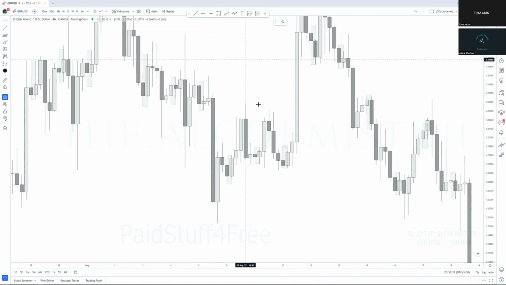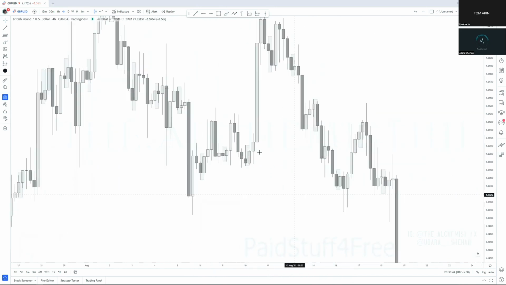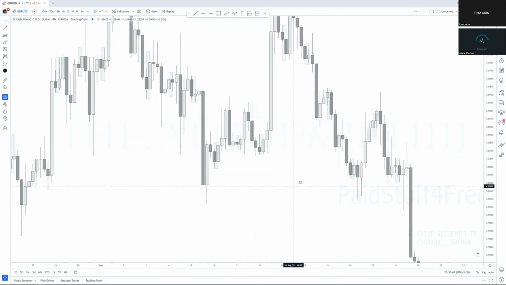It's something very simple, but it's very important, because above every single swing high in the market there will be buy stops resting. Breakout traders will be placing their buy stops above these swing highs. So let's talk about that later.